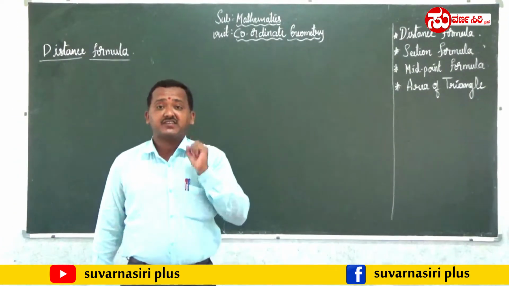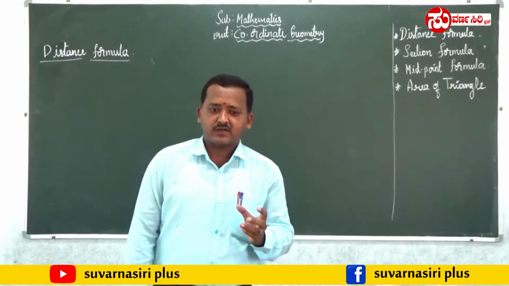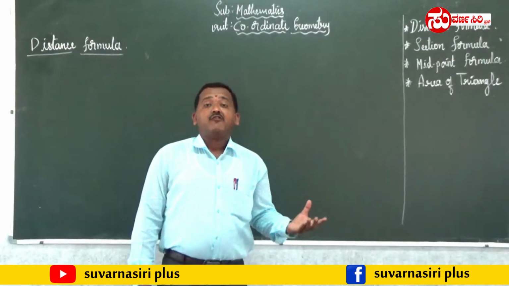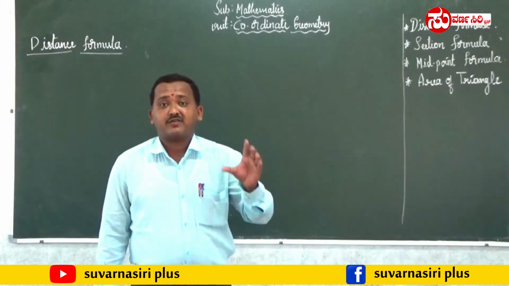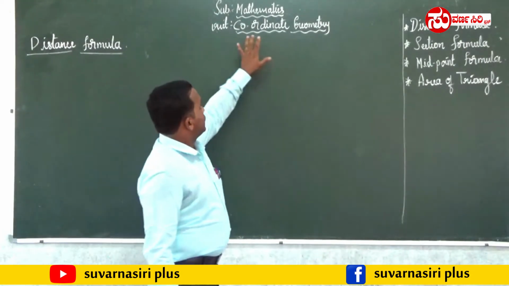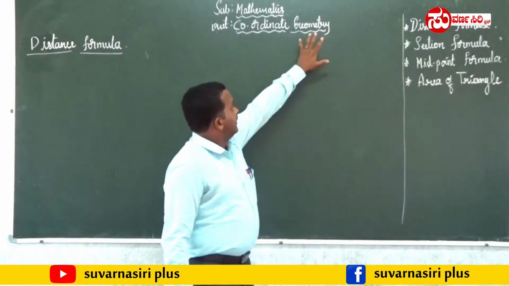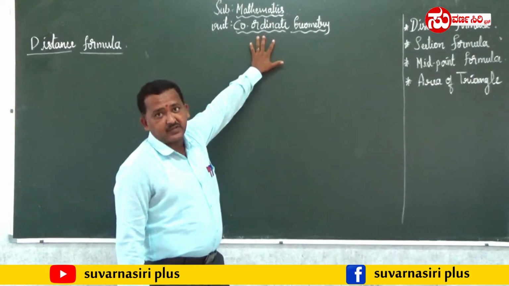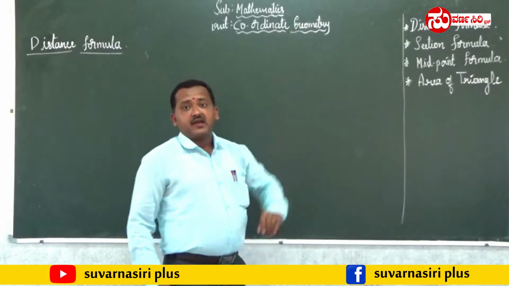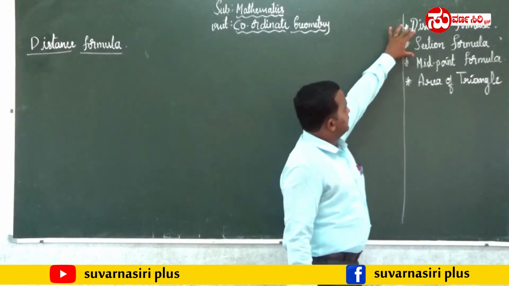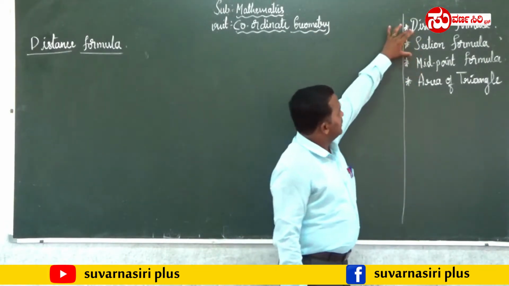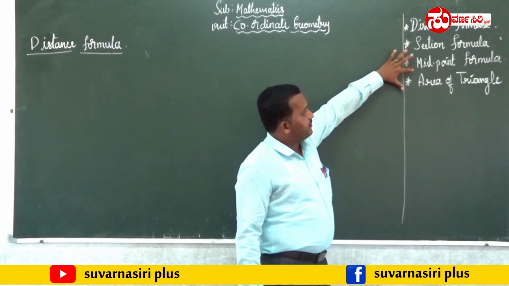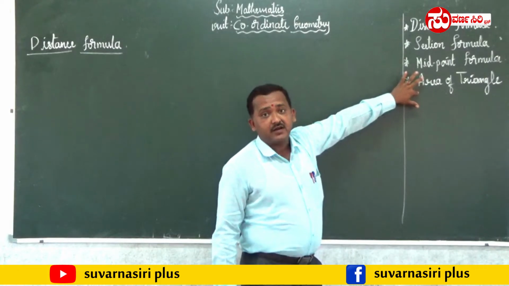Coordinate means Cartesian system. If I would like to say in one word, graph. So in that Cartesian system we are going to learn the concept of geometry. That is called coordinate geometry. Coming to the important components in this unit: first is distance formula, section formula, midpoint formula and area of the triangle.